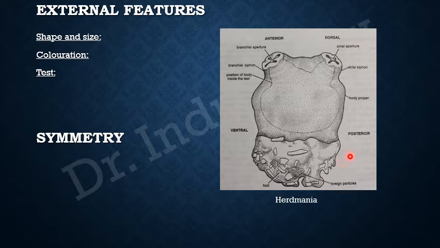And all the detailed explanation of this will come in the reproduction when you do the structure of the tadpole larva. Its larva is known as tadpole, and the retrogressive metamorphosis results in such a degenerate animal. So let's first do, this is the animal Herdmania, as you can see, and we will go about its structure topic wise. The first is shape and size.